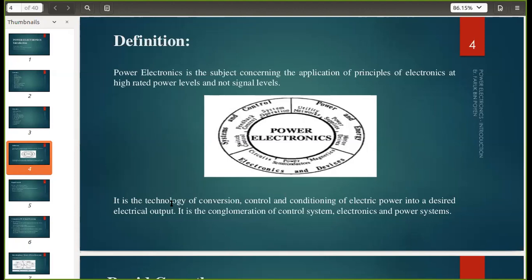Now if I ask you a very simple question, whether my mobile allows the input as AC or DC, my mobile phone will not allow AC current. If you apply AC directly to your mobile phone, it will get completely damaged. Therefore you can apply DC, the direct current. Now what is the conversion here? You are plugging your mobile charger into the socket, right?